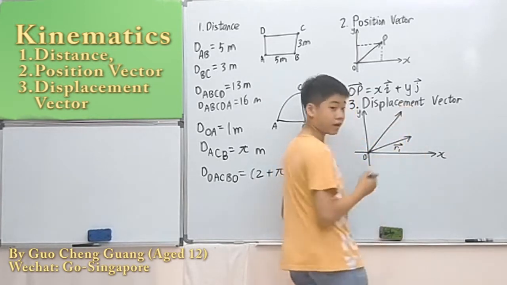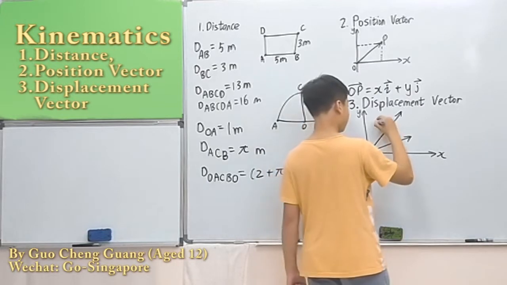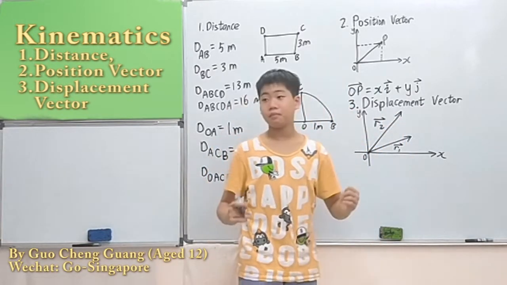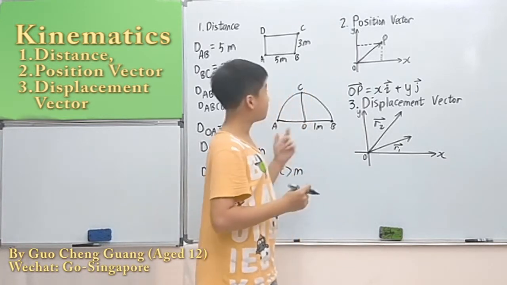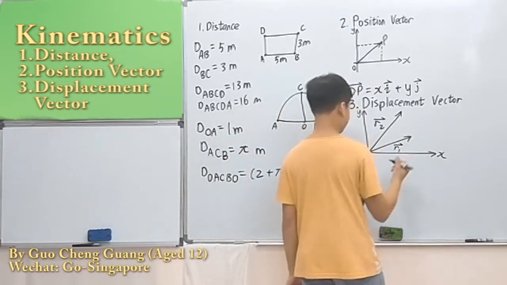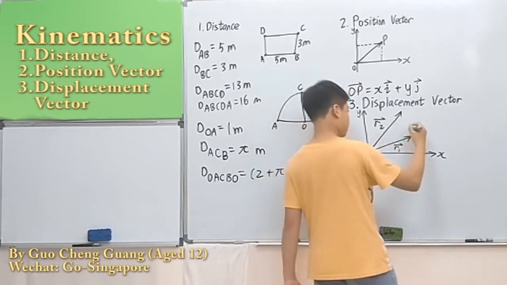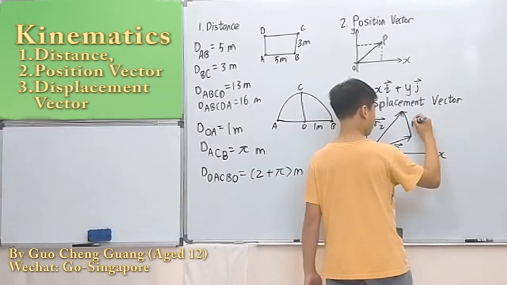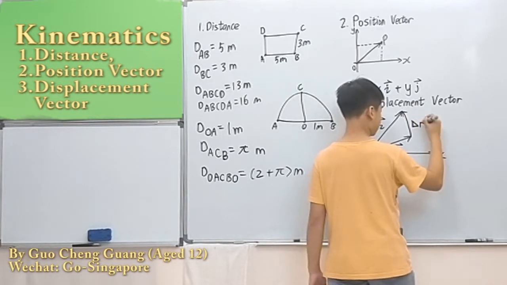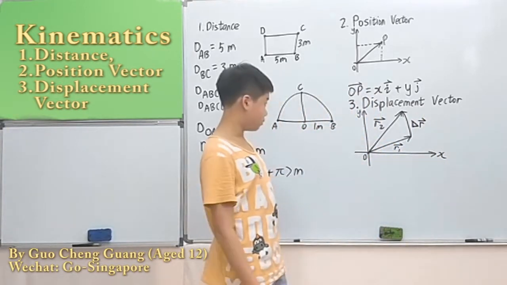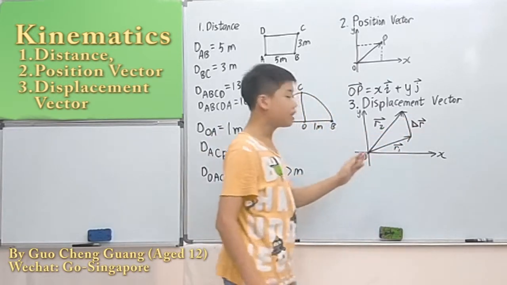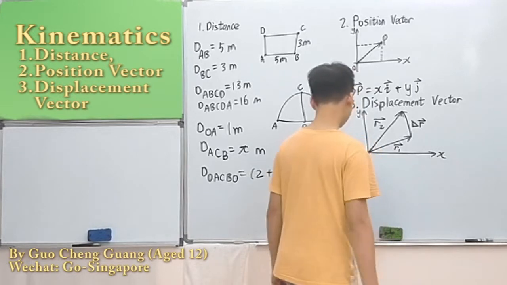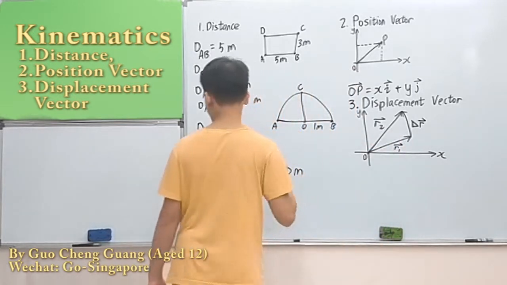Then you have another vector here. They call it the R2 vector, so this can be your ending position vector. To go across this part, there will be another vector here. This part is the delta R vector, and this delta R vector is the displacement vector. Okay, so this part is a displacement vector.